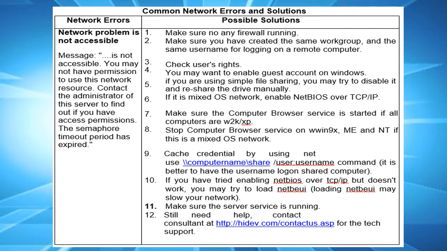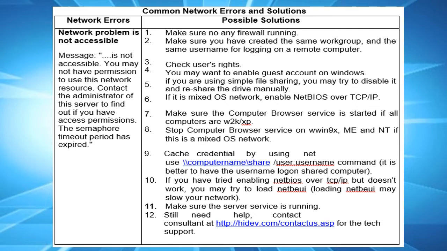So we can usually see this on our computer when we are going to connect to the internet, or we are going to use internet. So network problem is not accessible. So message is not accessible. You may not have permission to use this network resource. So you need to contact the administrator of this server to find out if you have access permissions.